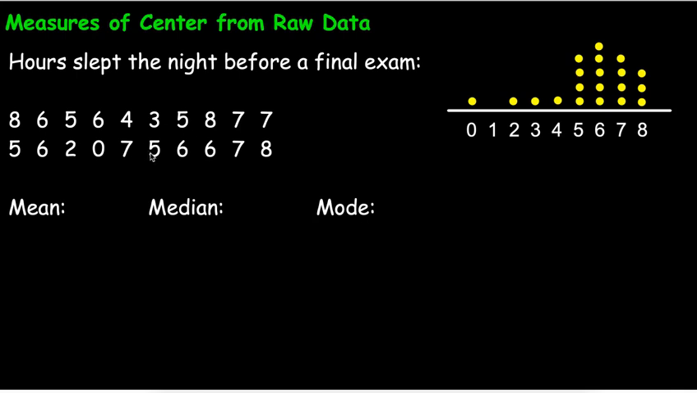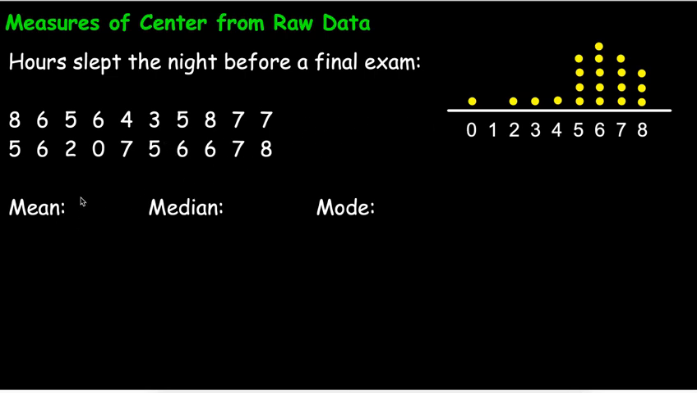Over on the left here, we've got some raw data about hours slept the night before a final exam, and over on the right, we have a display of that data. So you may be given this in either way. We're going to work with both, I guess.